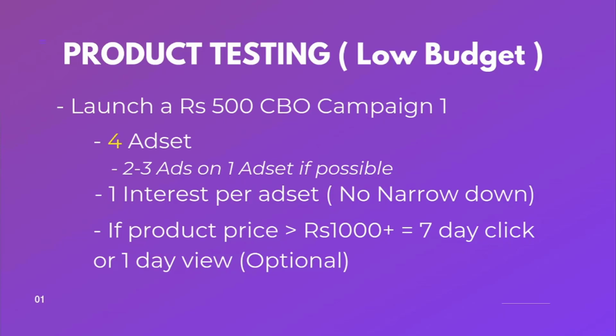It depends on you, but lately I've been trying this third point, which is: if the product price is greater than 1,000 rupees, I'll use a 7-day click or 1-day view. And if it is less than 1,000 rupees, the conversion window that I keep is 1-day click and view. It has been working pretty great for me, but I don't know if it will work for everyone, but you can try it. So I have kept it optional. It is not mandatory, but it was working pretty good for me. You can find it in the conversion window whenever you are setting up your ads.